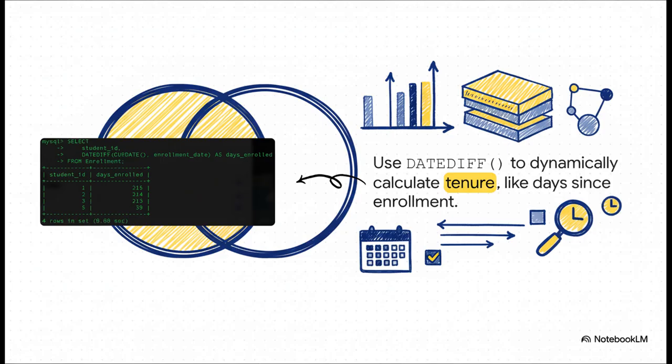And a classic example is calculating how long someone's been a customer, or in this case, a student. You just use DATEDIFF between today and their enrollment date, and boom, you instantly know how many days they've been around. This is a huge metric for things like engagement and retention.